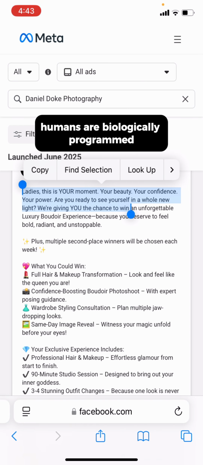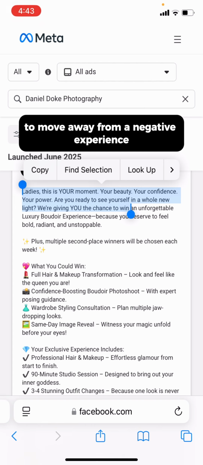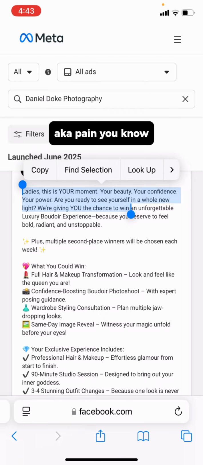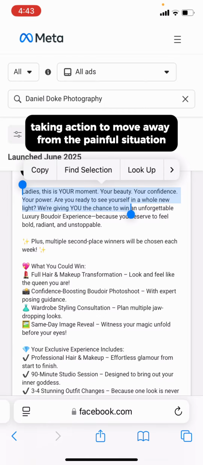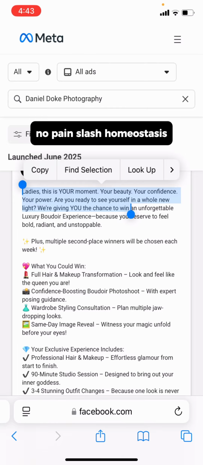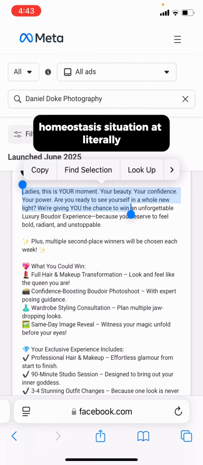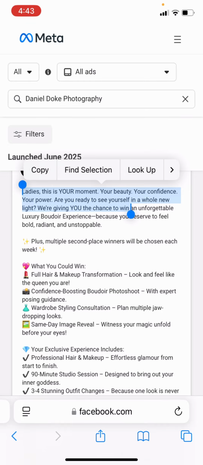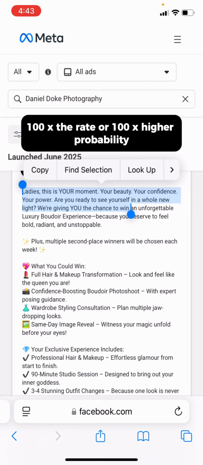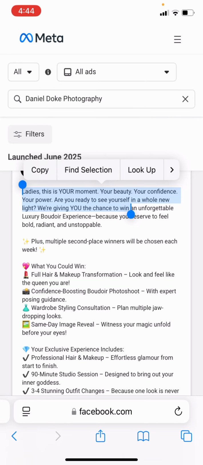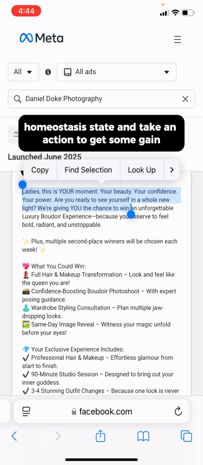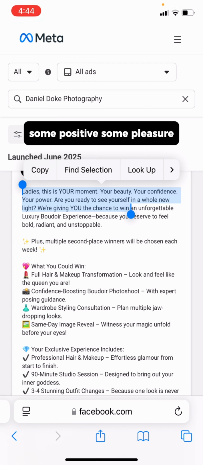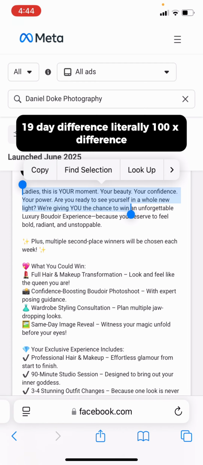Humans are biologically programmed to take an action to move away from a negative experience, aka pain, to get back to a normal, no pain, homeostasis situation at literally 100x the rate, or 100x higher probability, than the same human will take an action to go from a normal, no pain, homeostasis state to get some gain, some positive, some pleasure. Night and day difference, literally 100x difference.